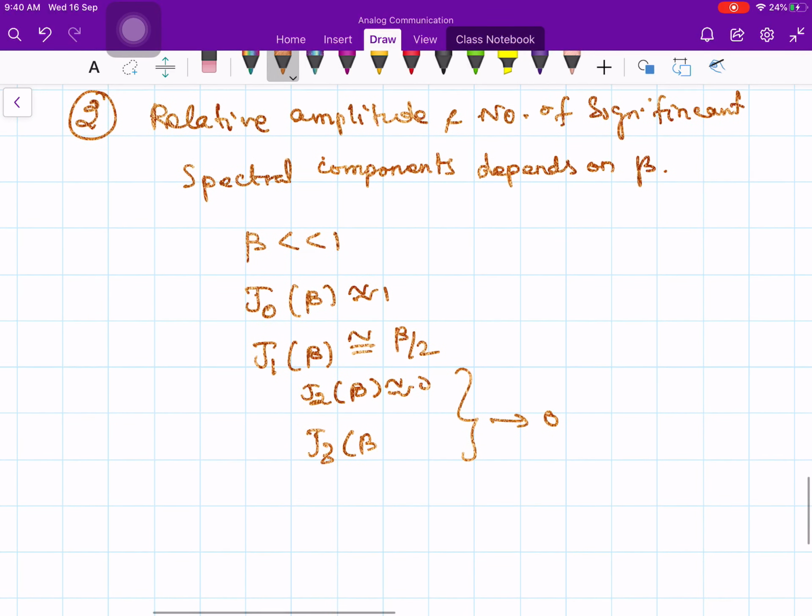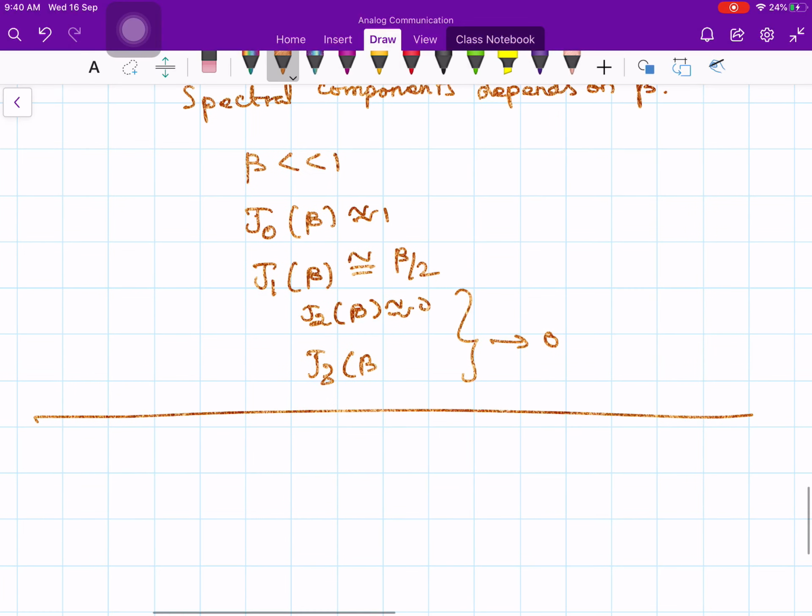And the third property is, we have seen that for beta much less than 1, as I said, only the first three are significant: J0 of beta, J1 and J minus 1 of beta. In this case your spectrum is similar to that of an AM signal. While it is similar, it is also slightly different. It is not exactly the same as AM, but its spectrum is almost finite.